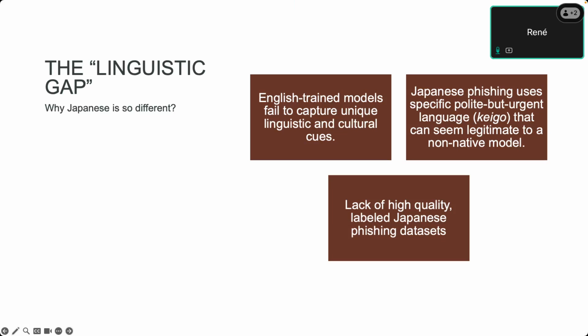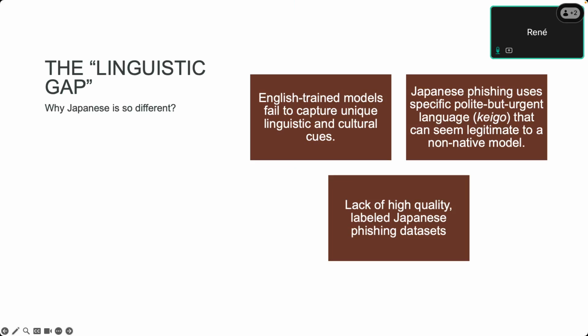As you may know, compared to English, Japanese has a business-level language, a sub-language or type of talking, which is Keigo, in which business emails seem polite and urgent. For non-native models, which means models that are not trained in Japanese, in this case, it can seem legitimate. And the problem with low-resource languages like Japanese, Chinese, or other languages that are not mainstream, is that we don't have high-quality labeled Japanese phishing datasets.